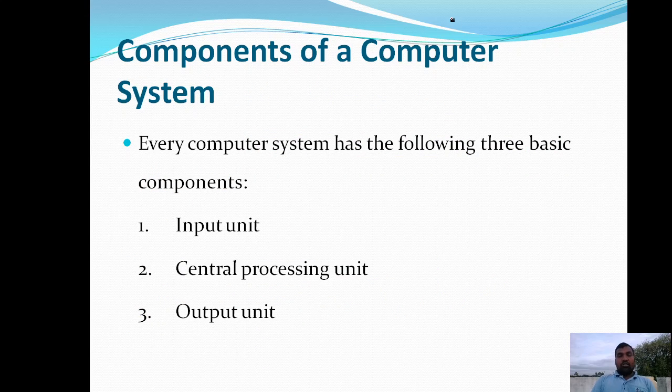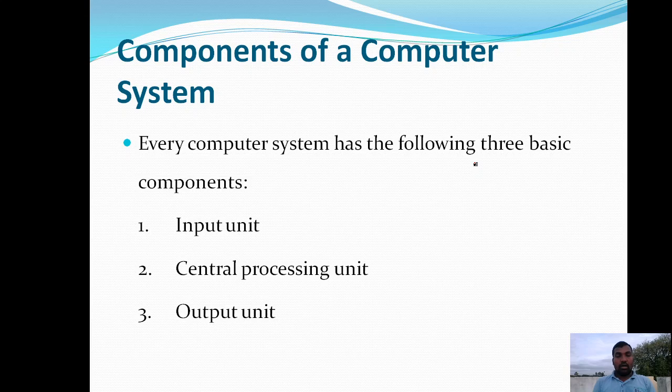Next, it's time to discuss the components of a computer system. Every computer system has the following three basic components: input unit, central processing unit, and output unit. These are the three basic components available in a computer.